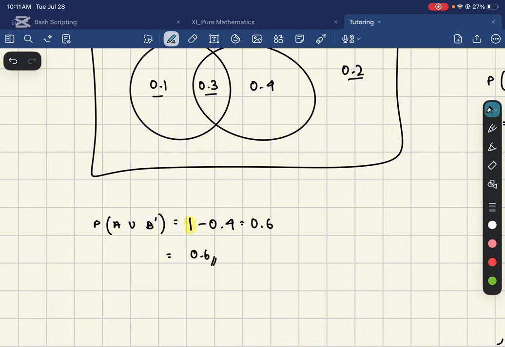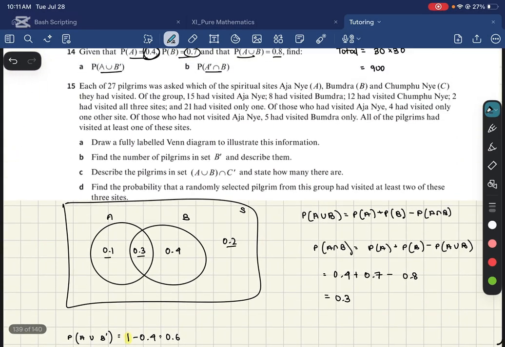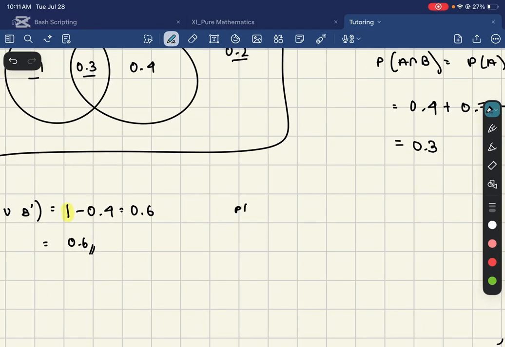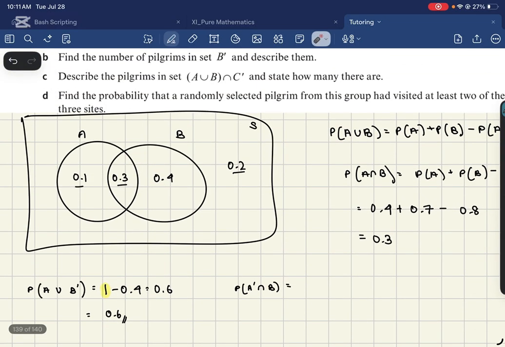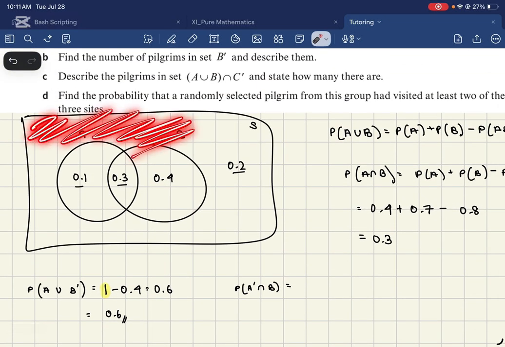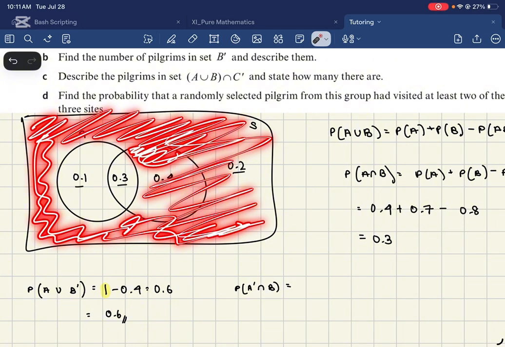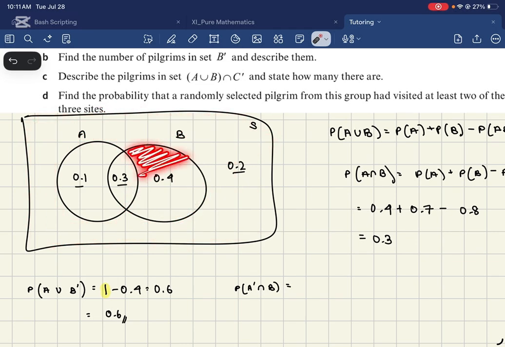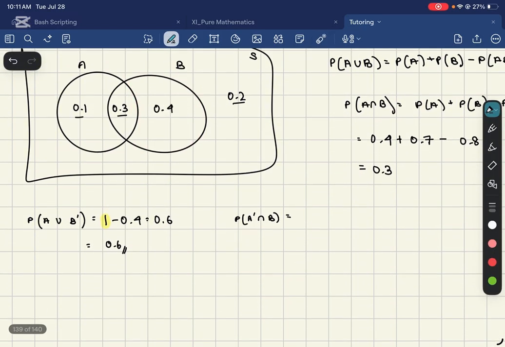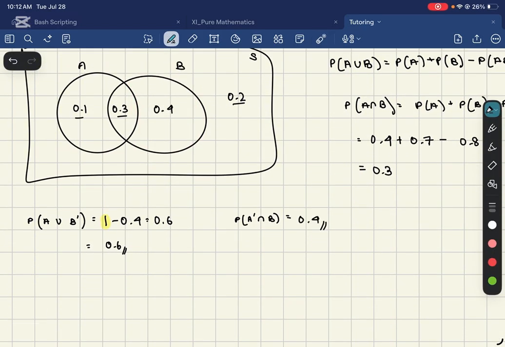All right, so 0.6. And how do you find P(not A intersect B)? So not A is everything outside of the circle of A. And what does it have in common with B? Well, you will see that it only has this area in common with B, right? It's going to be exactly this area. Intersect means you want to find the common area, right? So this area was common with B. So that means that the answer is 0.4. All right, we are done.